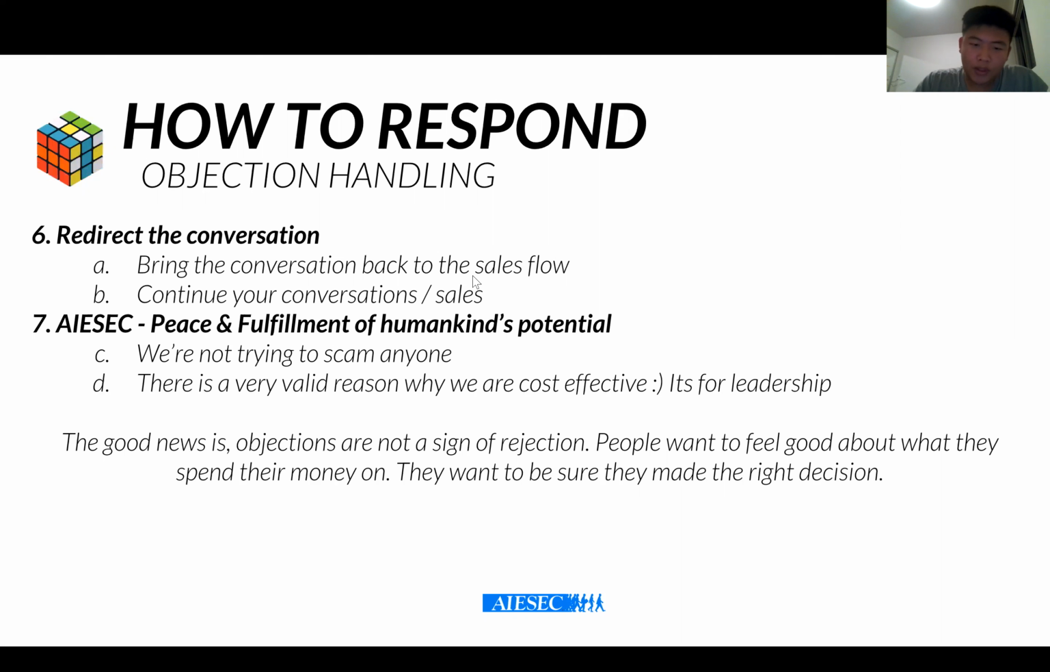Just to wrap up this bit: objections don't mean a straight-up no. They just mean "yes, but this." So it's all about addressing the "but this" part of your EP's concerns, so the EP feels confident about their investment in this, and that they made the right choice.